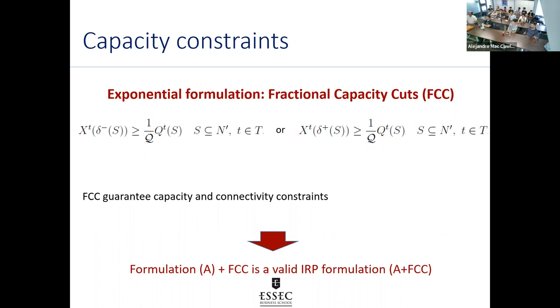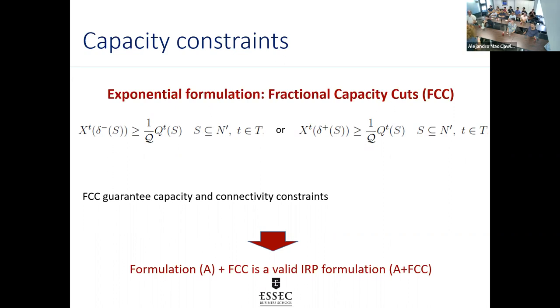The fractional capacity cuts are modeled this way. For each possible subset of customers S and each time period t, which generates the exponentially many constraints, you have a constraint saying that the sum of the arcs entering the subset, or exiting, it is the same, you can use one or the other, has to be greater than or equal to the sum of the quantity delivered to the customers in the subset divided by the capacity. So these are the fractional capacity cuts. You have one for each possible subset of customers, so you have 2 to the n times the time horizon constraints of this kind, so they are exponentially many.